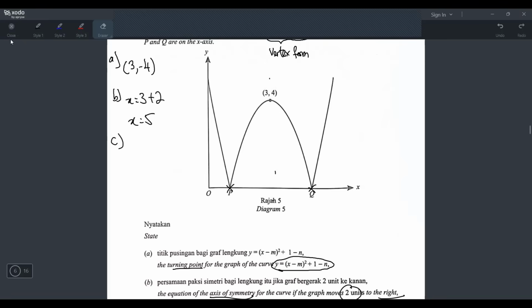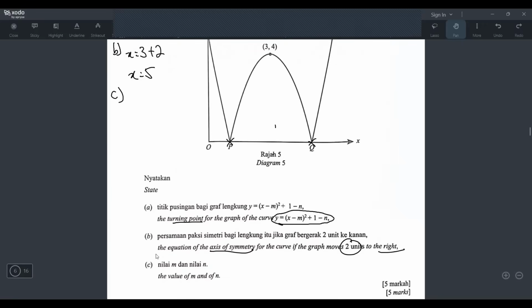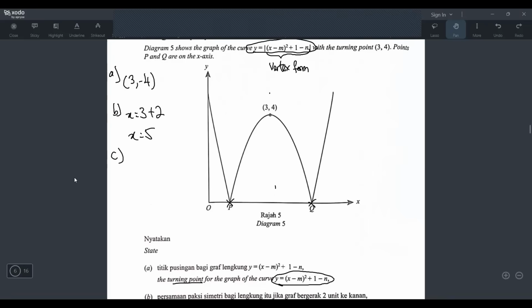Now we do the last question, part C. So part C says state the value of m and n. Okay, where are m and n? Oh, okay, I know now. So how do I do it?